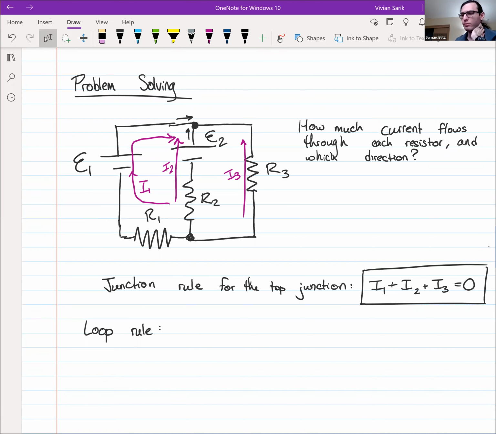Hopefully that helps. Yeah, correct, the guess of direction will be positive. That's a good way to put it.